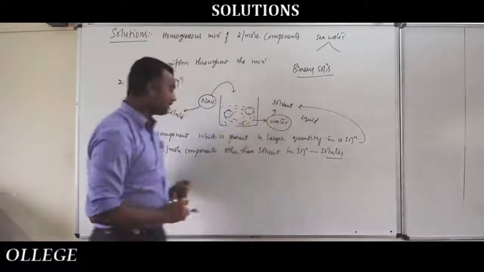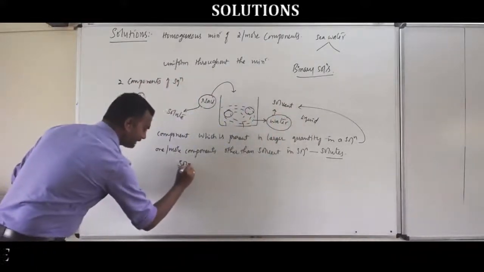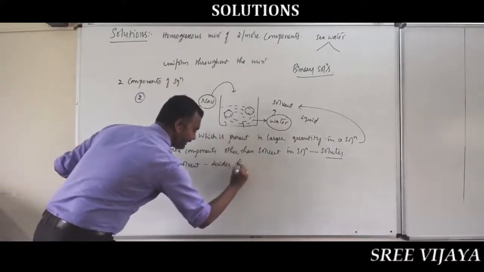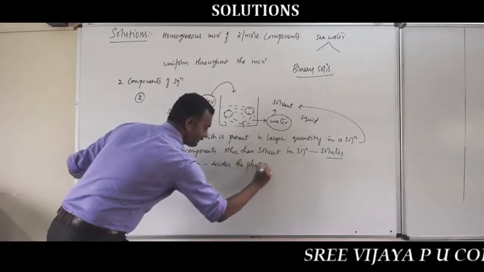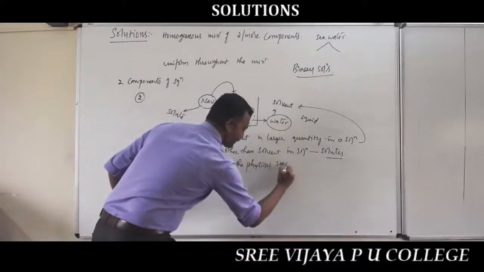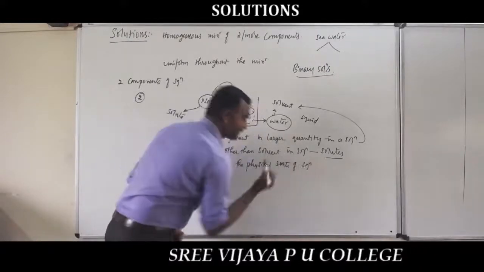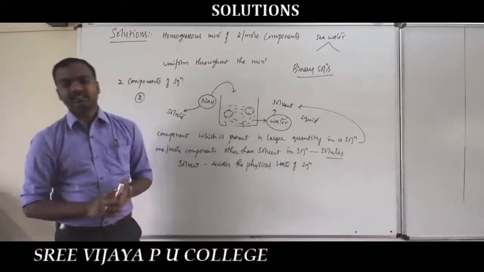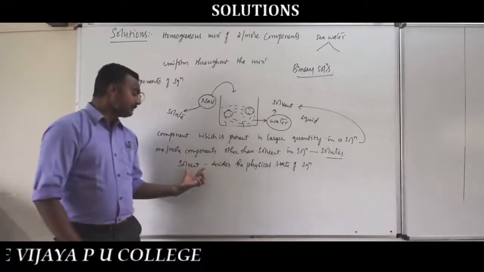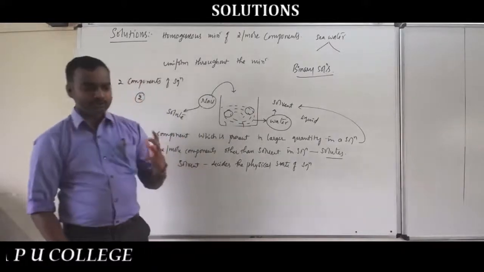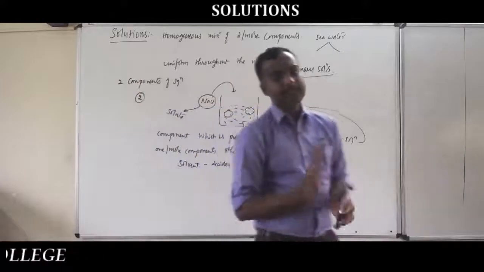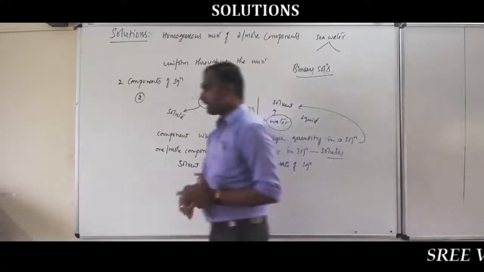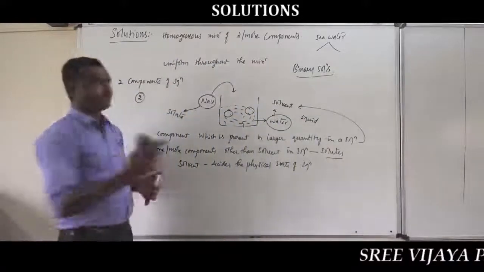So one of the important points is: solvent decides the physical state of the solution. That is, whichever physical state the solvent is in, the solution will also be in that same physical state. So based on the physical state of the solvent, solutions can be divided into 3 types. So what is the classification or types of the solutions?